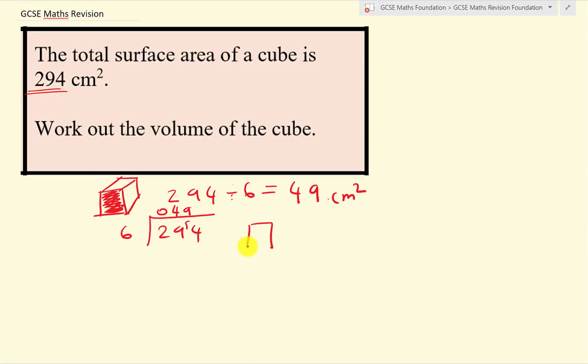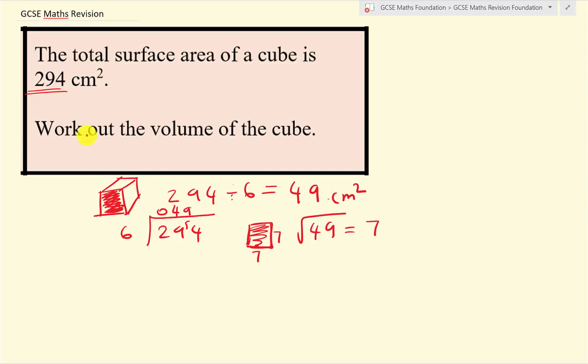Now this is the face of one of them, and in order to have an area of 49 centimeters squared, because it's a cube, we have a square, so each face is a square, so the length and width have to be the same. Now what we can do is square root 49 to find out one length of the cube, which is 7, so each length is 7, so 7 times 7 gives us 49.